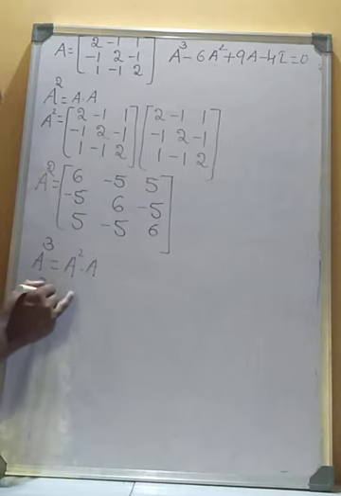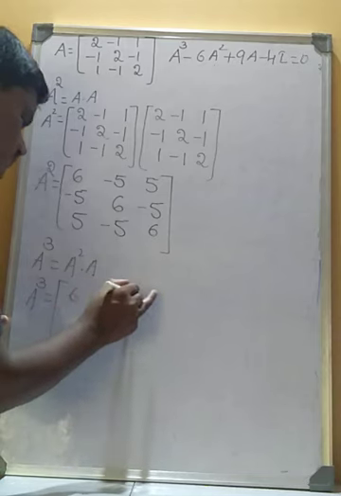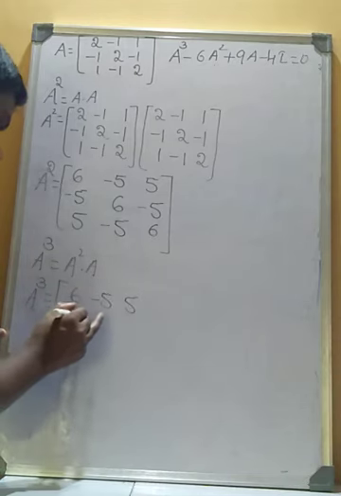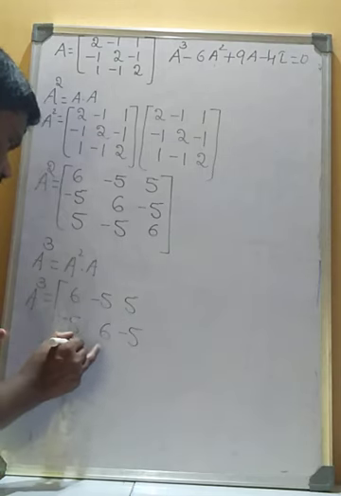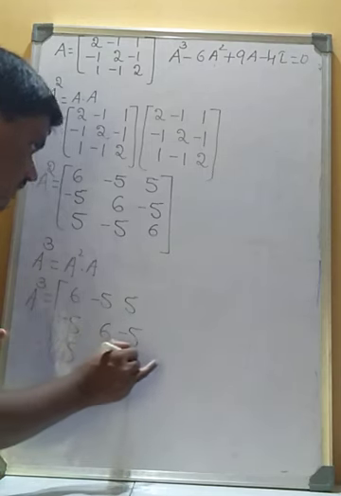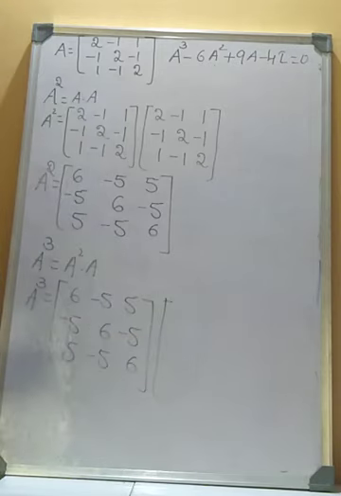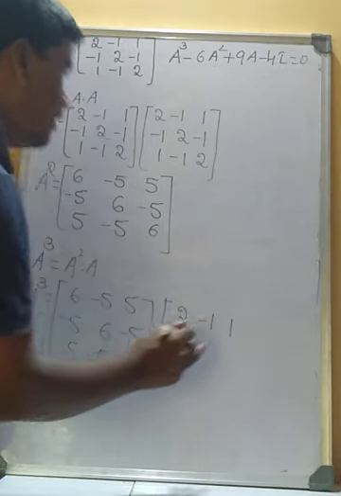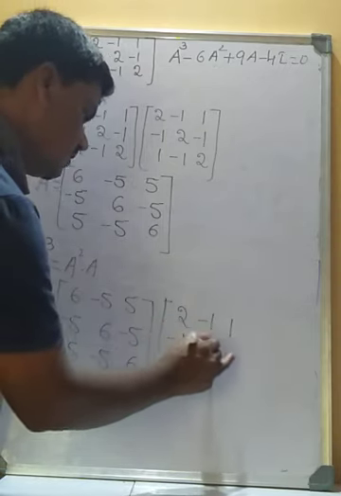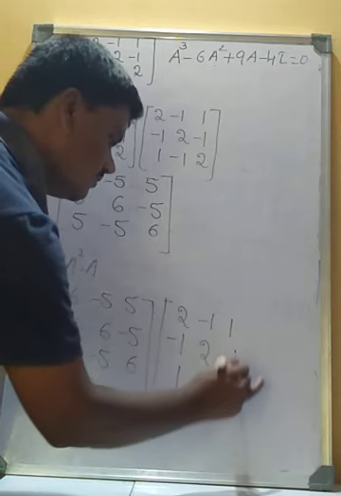The next, find A cube, A square into A. Therefore A cube is equal to [6 -5 5; -5 6 -5; 5 -5 6] into [2 -1 1; -1 2 -1; 1 -1 2].